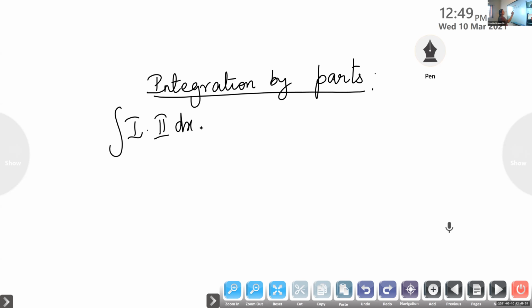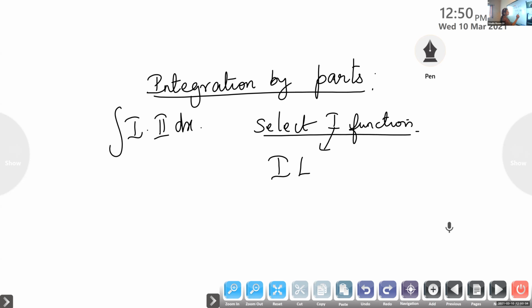So how to select the first function? For selecting the first function, there is a rule. This rule is an easy way, just a tip to remember how to select the first function. We call it ILATE. The first function can be selected by using the tip ILATE.